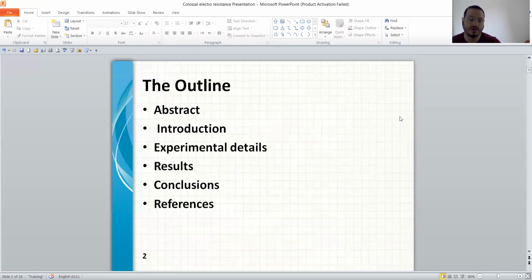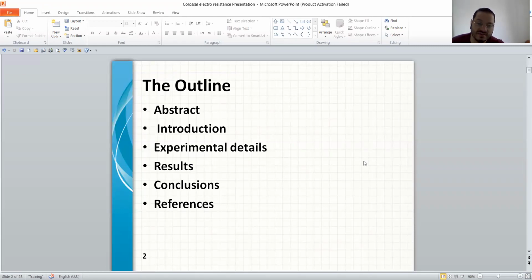Let's go to the next slide, the outline. We will talk about the abstract, introduction, experimental details, results and conclusions, and at the last will be the reference. The reference will be a picture of this article showing the author, the year published, and some information related to the publishing and something like that.